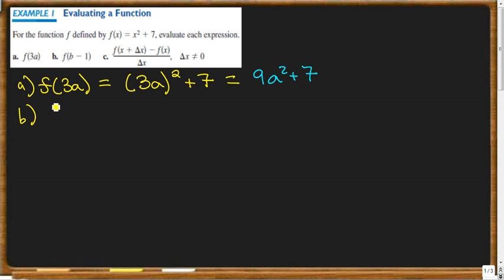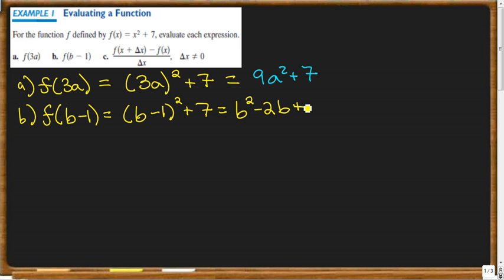Now, for b, it asks us to plug in b minus 1. Again, we're going to square the input, which is b minus 1, and add 7. Now, this we have to FOIL, so don't just square the b and square the 1 and just be done. That's silly. Remember, you have to FOIL. It will break up as b squared minus 2b plus 1, and then you have the plus 7 on the end. And you should end up with b squared minus 2b plus 8 as your answer.